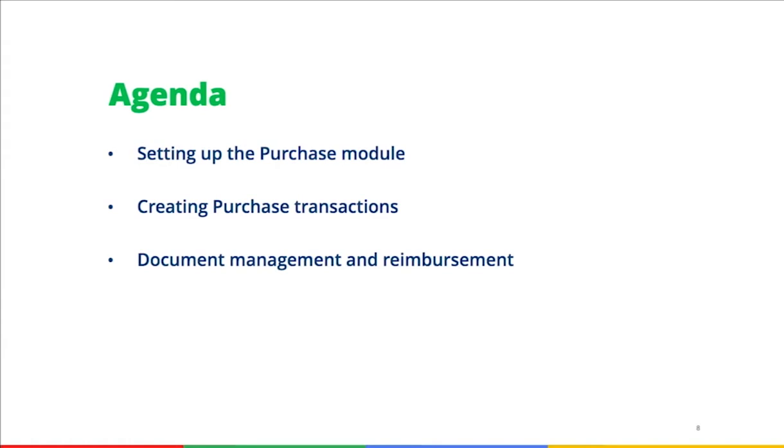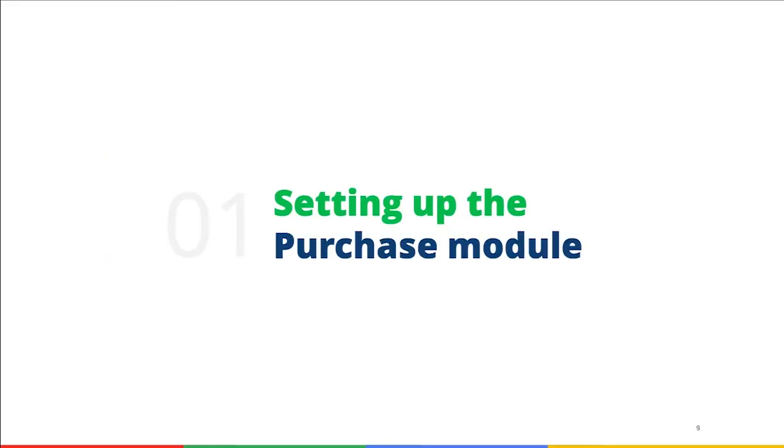That's how it looks like. We're going to start off with setting up the purchase module within Zoho Books. After that, we're going to see about creating various purchase transactions within Zoho Books. And finally, we're going to jump into this cool new feature that we came up with a while back, which is the documents feature. And we're going to end it with the employee reimbursement feature right within Zoho Books. So with that, we'll get started.